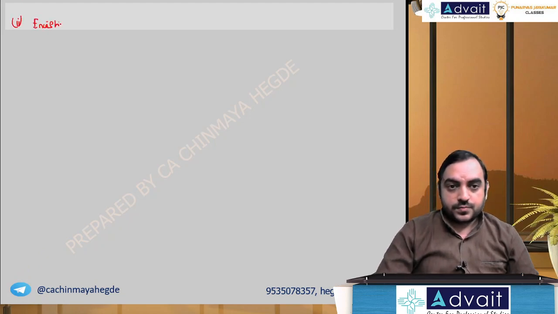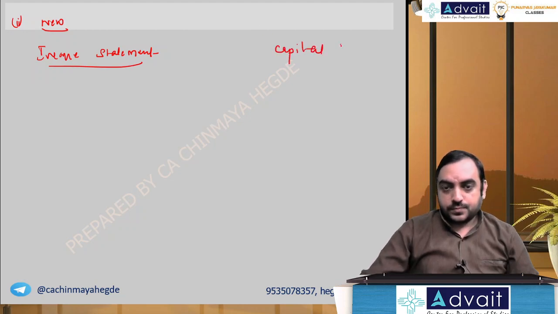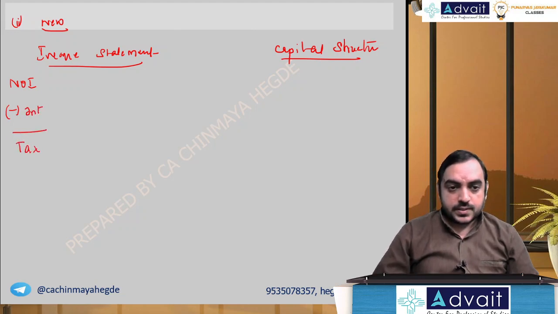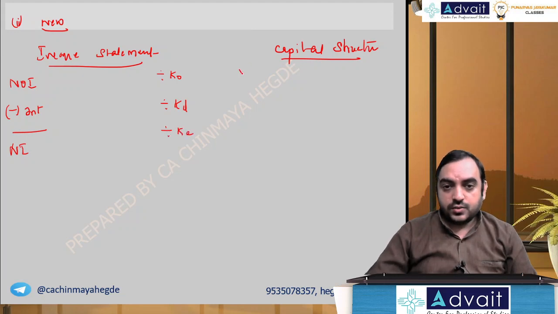Existing, sorry, this is new, same format, income statement, capital structure. Income statement, net operating income minus interest will give you net income. Divide by cost of capital, divide by cost of debt, divide by cost of equity, you get value of the firm, you can subtract value of debt, you get value of equity.